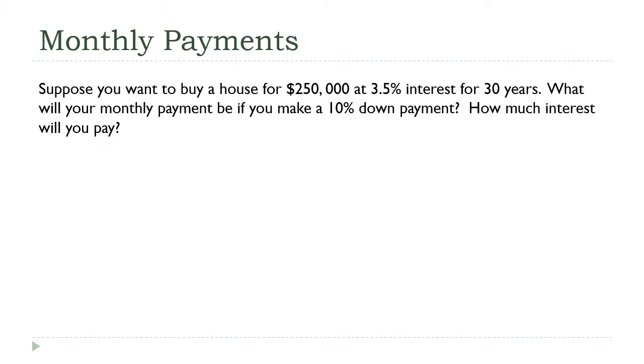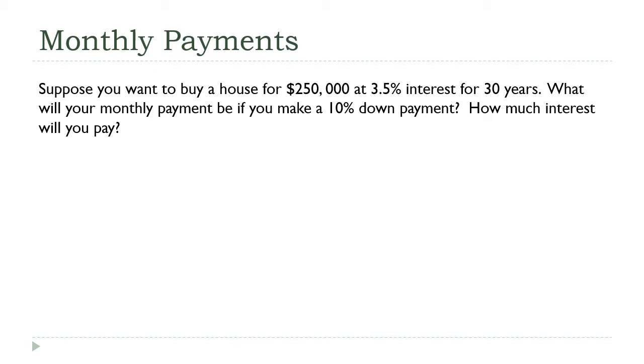Okay, so now we've got a similar situation here. We're talking about a house this time instead of a car loan. So obviously the price is a little higher. The interest rate is a little better, and the period is a lot longer. 30 and 15 years are kind of the standard amounts for mortgages. So I want to know, what will be the monthly payment if you make a 10% down payment, and how much interest will you pay?